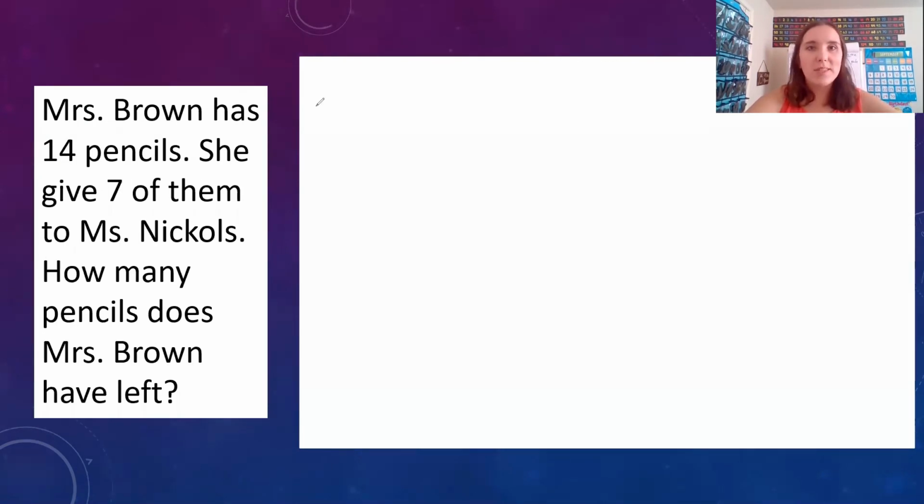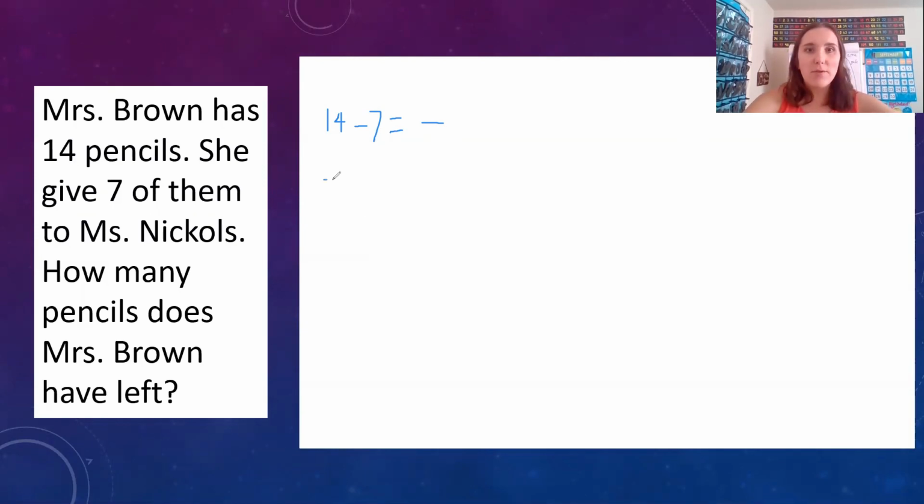Okay, this is our last problem today. It says, Mrs. Brown has 14 pencils. She gives 7 of them to Miss Nichols. How many pencils does Mrs. Brown have left? So if I start with 14 pencils, and I'm giving away 7 of them, that means I'm subtracting 7. And I'm going to see how many I have left, right? So how can we make this into an addition problem? Think about that first. What addition problem can we make?